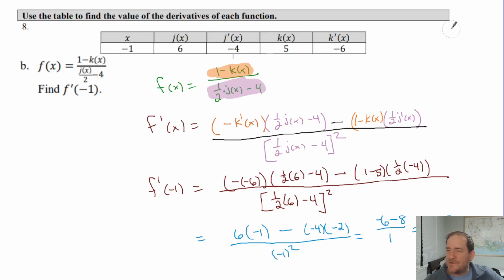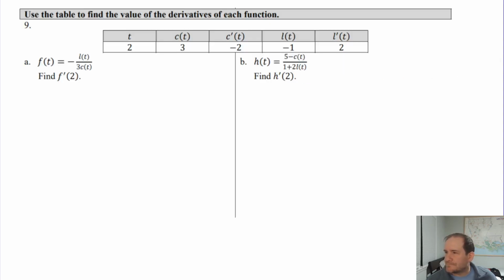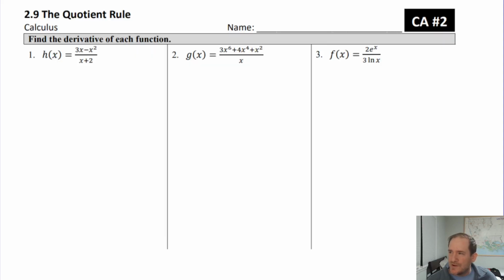But I always feel like it's super easy to make a mistake somewhere, so let's go see if that's really right. And of course it is. -14 is right. And that'll do it. That'll be the first quotient rule worksheet. So let's go to the second quotient rule worksheet. Right here. And I said I would do the evens only, so we'll do 2 and move on.